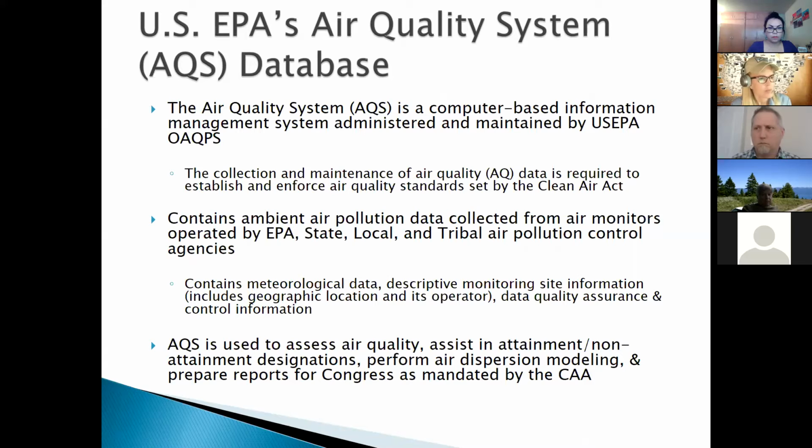In addition to the meteorological data, it's important to know that AQS also contains descriptive information, which includes geographic location and operator site information, as well as quality assurance data and control information. But the thing to keep in mind is the AQS data is not reported in real time, but reported by agencies typically every 90 days. And the data is always subject to quality assurance review prior to uploading.